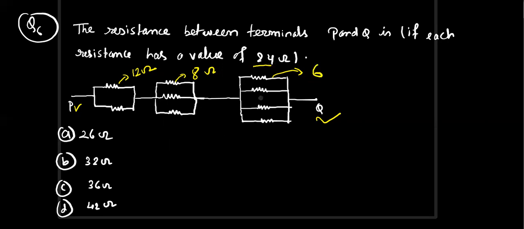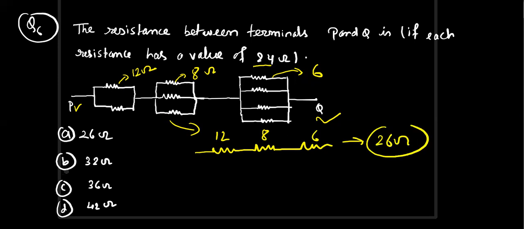Okay, so now we can easily imagine these three as the series combination of 12, 8 and 6, that will be 26 ohm. Okay, so option A is the correct option.